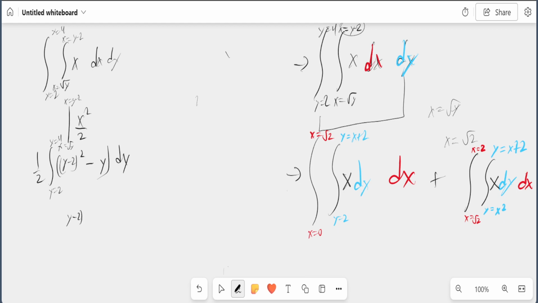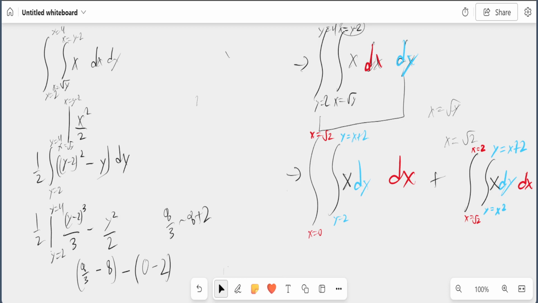We integrate this: (y minus 2) cubed over 3 minus y squared over 2, from y equals 2 to y equals 4, times 1/2. So 4 minus 2 cubed is 2 cubed, so that's 8/3 minus 16 over 2, which is 8, minus (2 minus 2) is 0/3, so 0, minus 2 squared over 2, so that's 2. So 8/3 minus 8 plus 2 is 8/3 minus 6. Multiply by 3 top and bottom, we get 8 minus 18 over 3, which is negative 10/3.